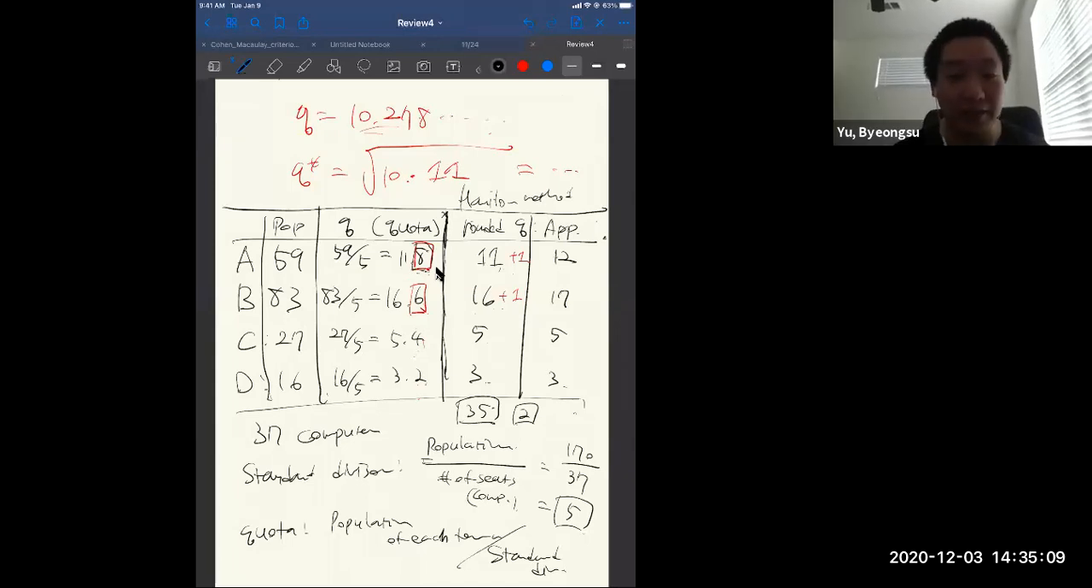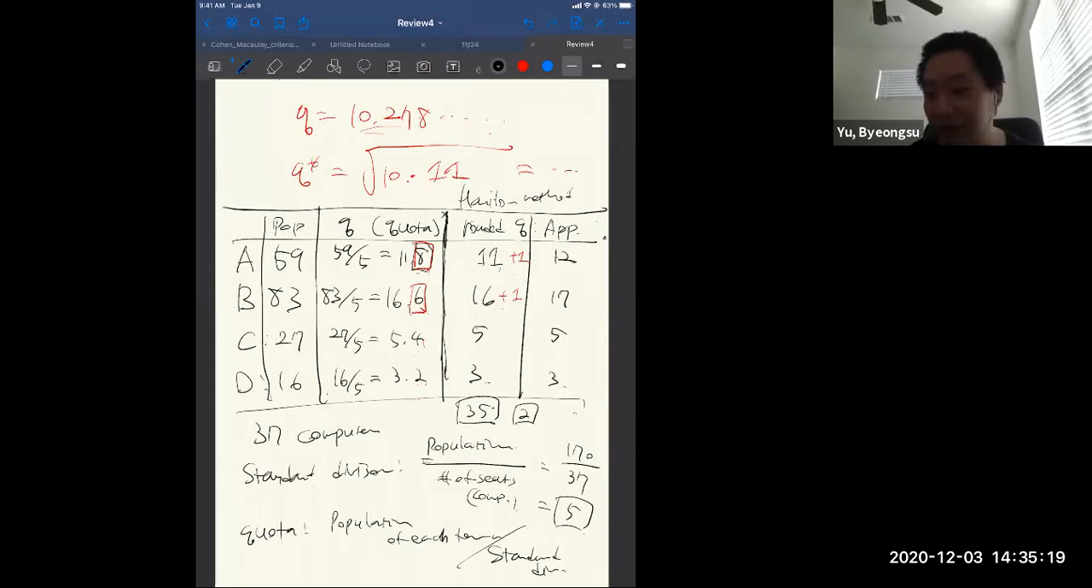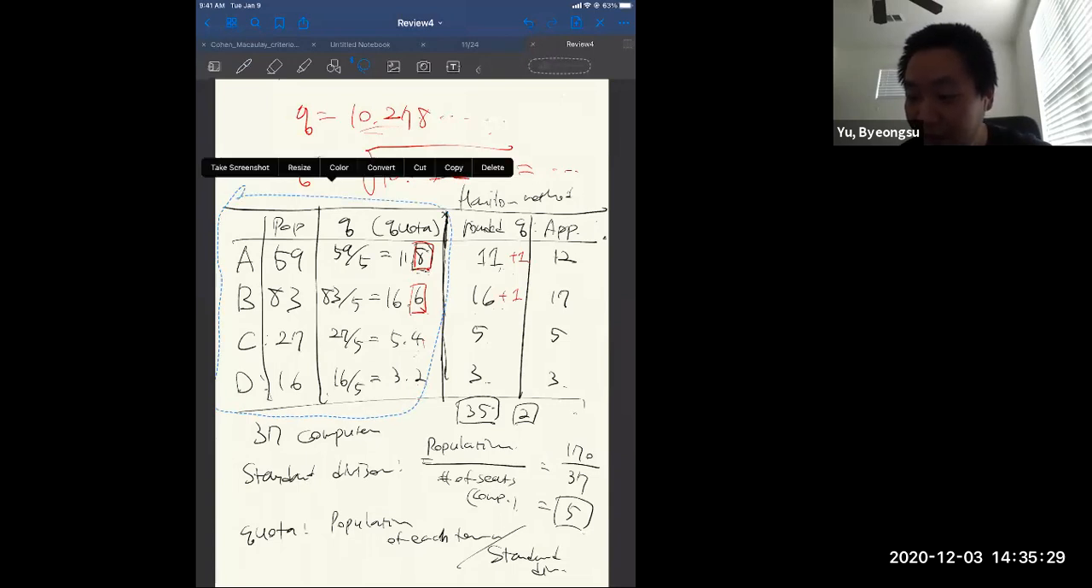We are still on Hamilton. Okay, then let's go to the Jefferson method. So I will just copy this one because I don't want to write it again.